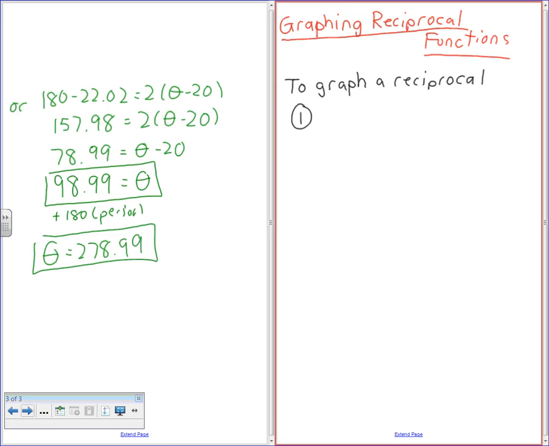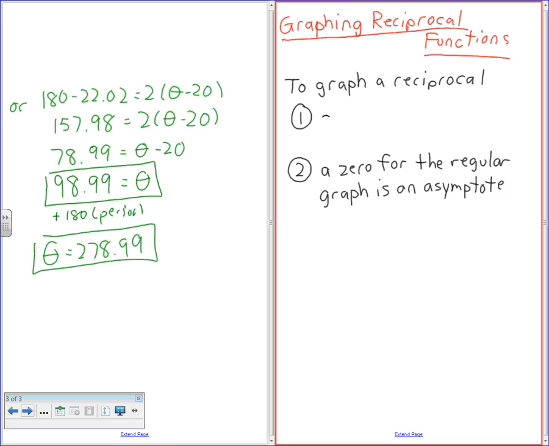Can somebody think back to yesterday? Give me a few points that we used to graph a reciprocal. Go ahead. So first you have to sketch it. Number 1 is sketch the original, and it's done for you today already. But without the regular graph, it's impossible to do. Okay. What else? There are some other things I can do here for the reciprocal. What else can I use?